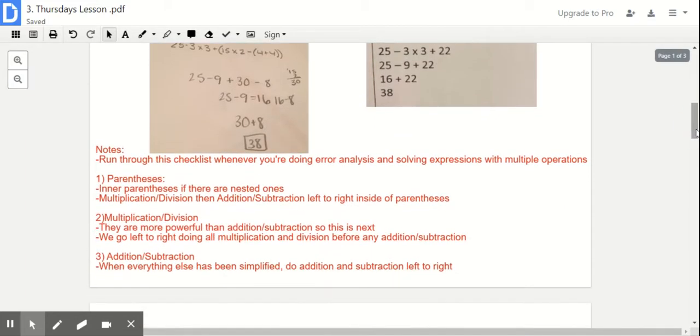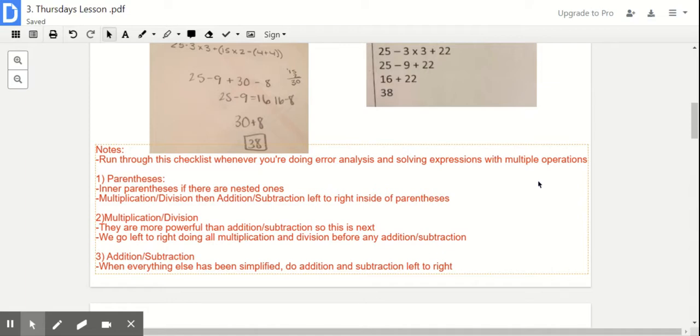So, your notes for today. You're going to run through this checklist whenever you're doing error analysis and solving expressions with multiple operations and, of course, the parentheses. So, one, parentheses. Inner parentheses if there are nested ones. So, you should always be doing the inner parentheses first and then working your way out, especially if there's nested parentheses, as in one set of parentheses and another set of parentheses, then multiplication and division, then addition, subtraction, left to right inside of parentheses.